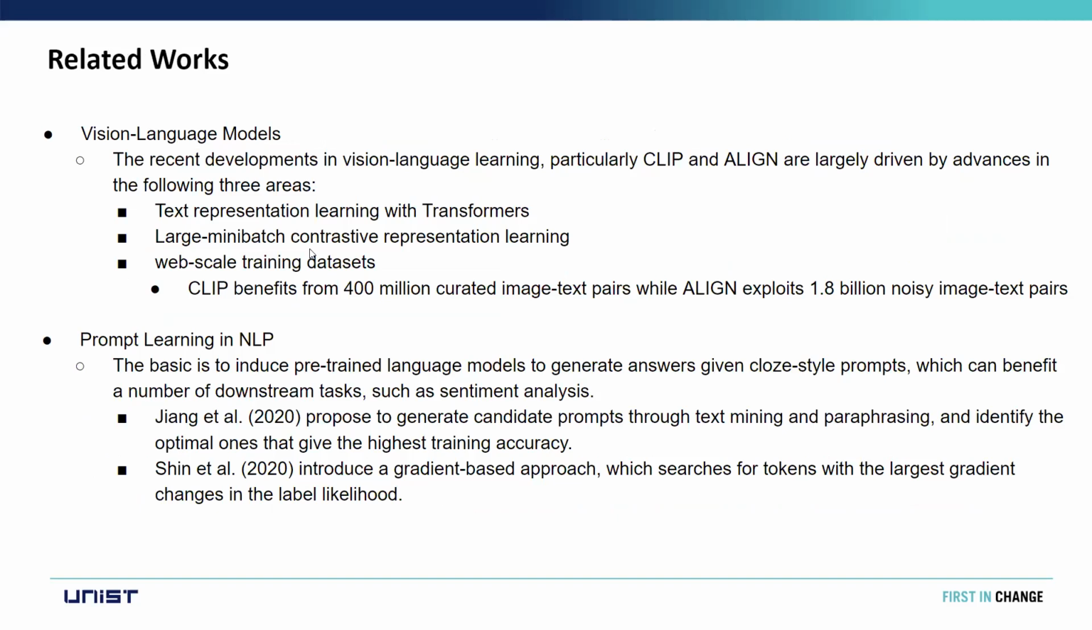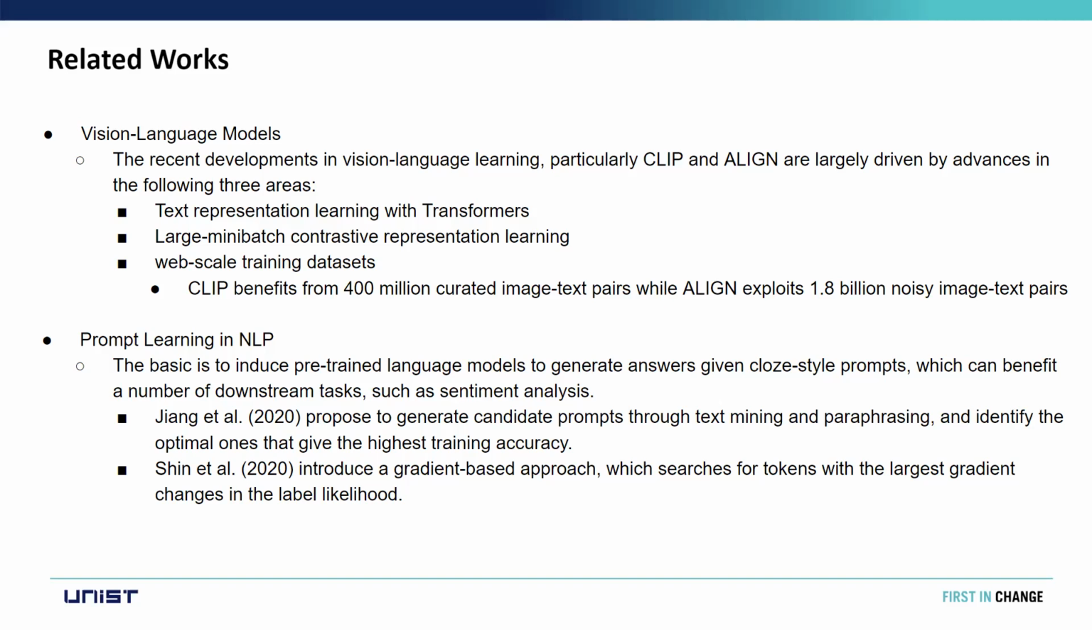Okay, so a little bit about related works. In vision language models, the recent developments, particularly CLIP and ALIGN, are driven by advances in text representation learning with transformers, large mini-batch contrastive representation learning, and also web-scale training datasets. CLIP benefits from 400 million curated image-text pairs, while ALIGN exploits 1.8 billion noisy image-text pairs.